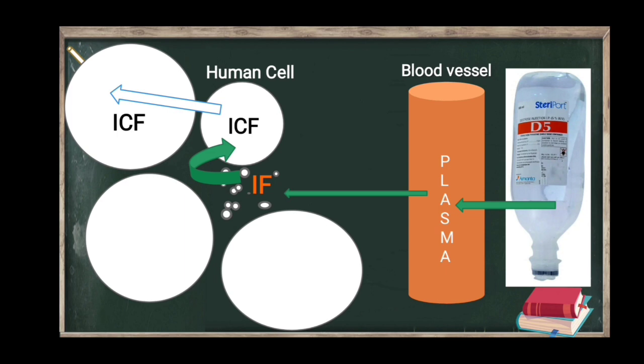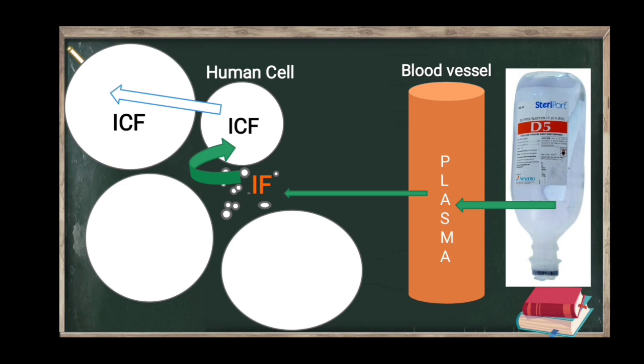So we have taken 5% dextrose as an example of hypotonic fluid infusion. Once the fluid is infused into the blood vessel, as hypotonic fluid means it contains more amount of water than that of plasma, it moves from a place where there is more amount of water to a place where there is less amount of water. That means it moves from the plasma into interstitial fluid and then into the cell.